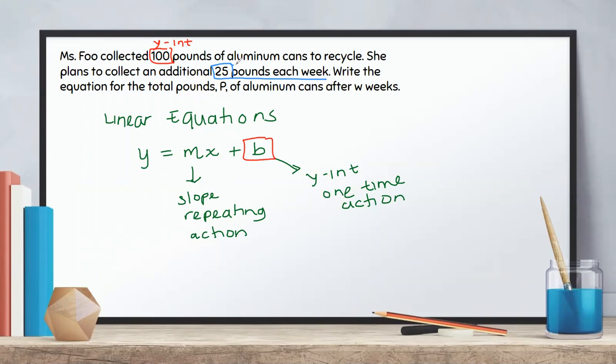25 pounds each week, that represents our slope, our M, which is our slope. I'll just write out slope actually, make it easier for you guys.